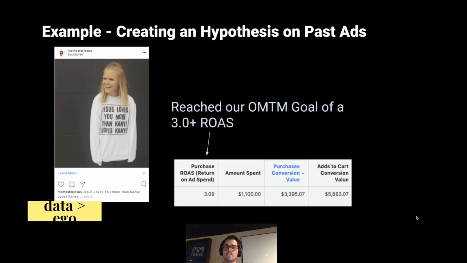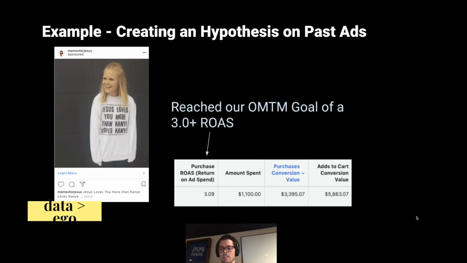Example, creating a hypothesis on pest ads. So here's an ad. Our goal with this brand is to reach a 3+ return on ad spend, since we all do print on demand with this company, so we don't have as good of margins as, let's say, a normal t-shirt brand. So what that means is for every dollar we're spending, we need to make $3 back. In this ad, over this time, we spent $1,100 to make $3,395 back. So yay, we hit our return on ad spend goal. We hit our one metric that matters goal. We got a 3+ return on ad spend.